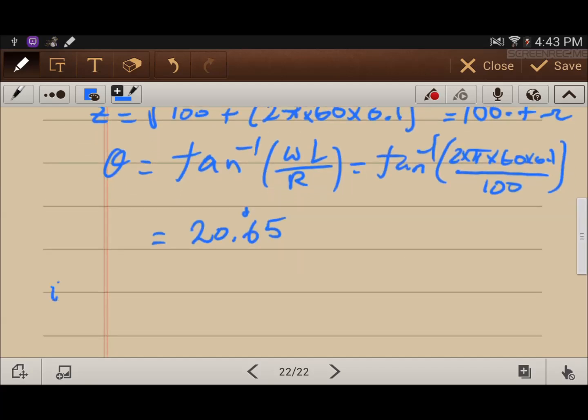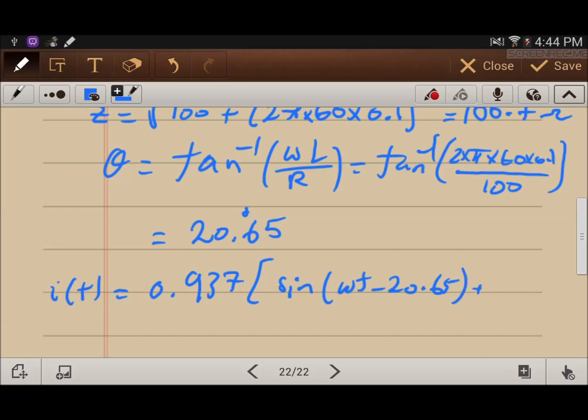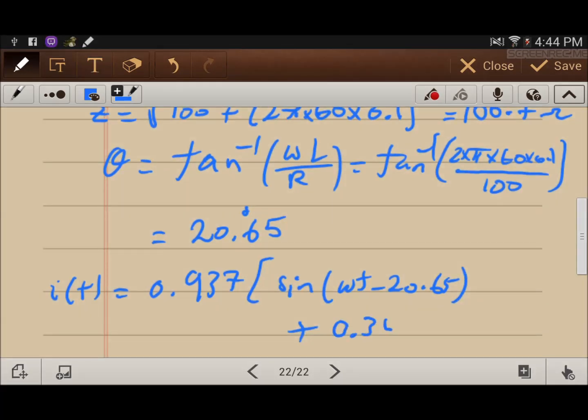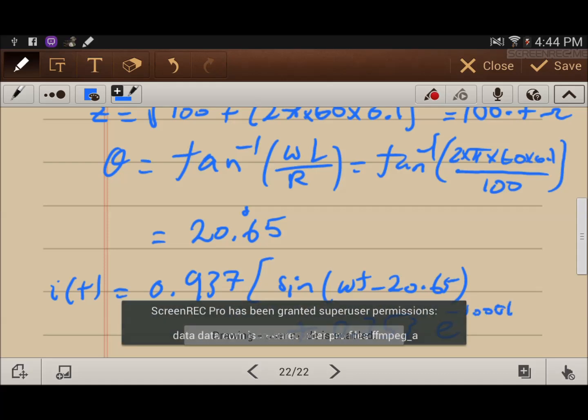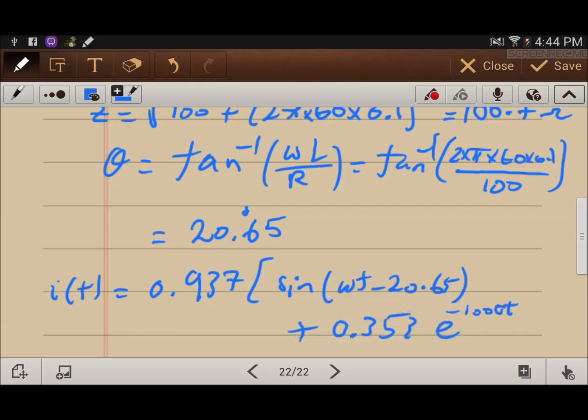So the current as a function of time will equal V maximum over Z, which is 0.937, multiplied by [sine(omega t minus 20.65 degrees) plus 0.353 e to the minus 1000 t] ampere.